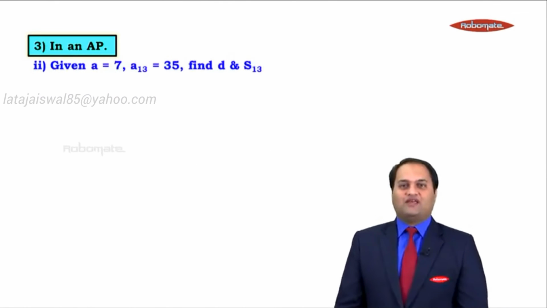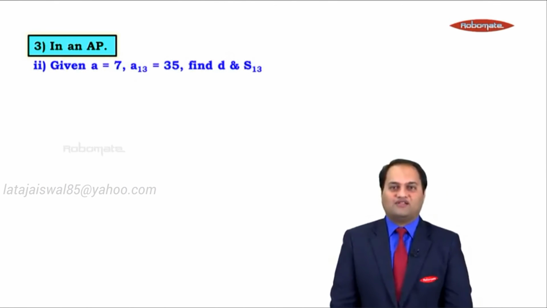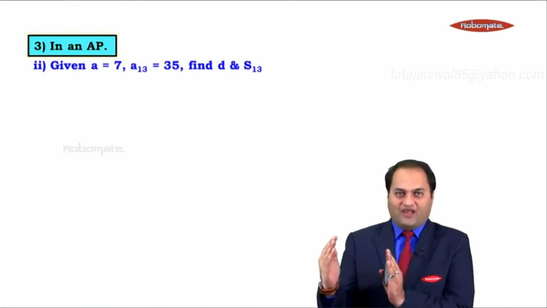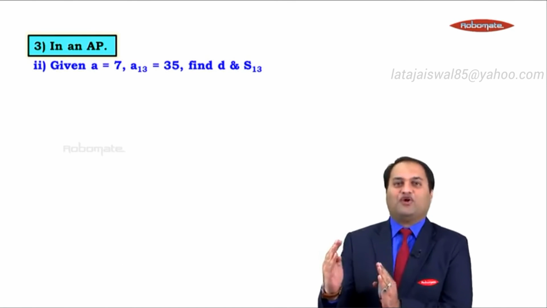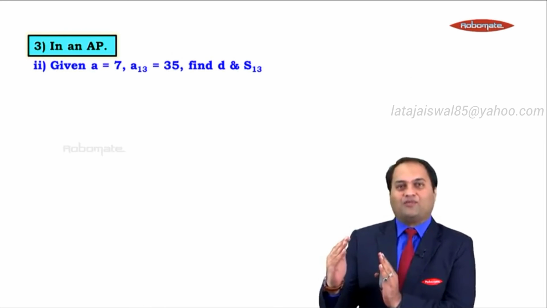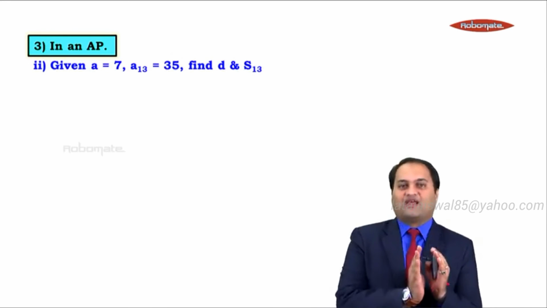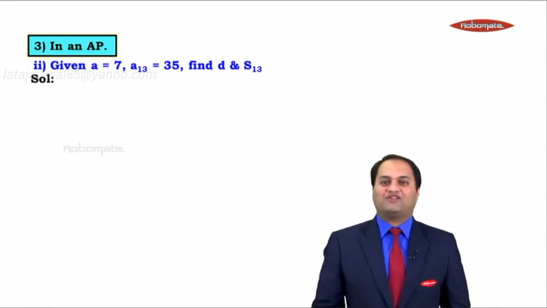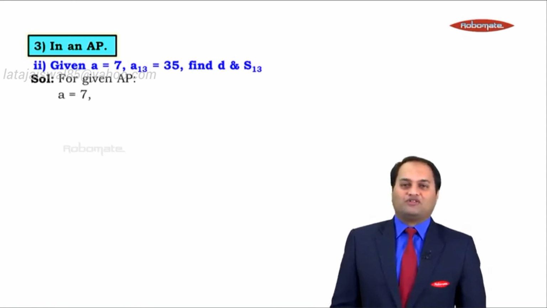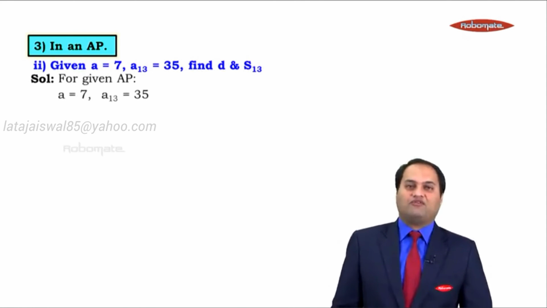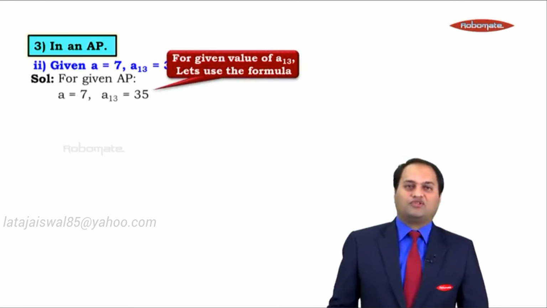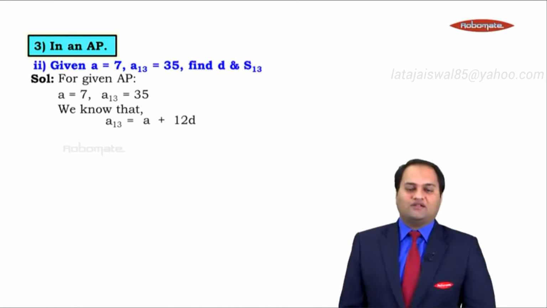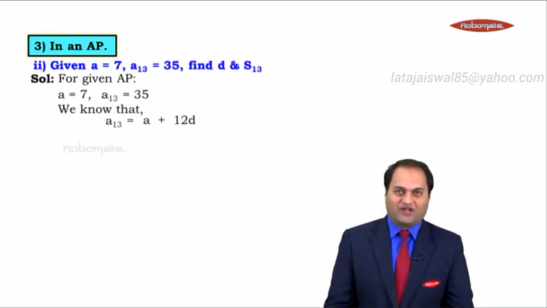The next sum is A is equal to 7, A13 is equal to 35. Find D and S13. Again, the first part, A is given, A13 is given, and you are supposed to find D. So that part relates to An. And the second part, find S13, relates to Sn. Right? Let's do it. Because A13 is given to us and we are supposed to find D, let's use the An formula first. We know that A13 is equal to A plus 12D as per the AN formula.